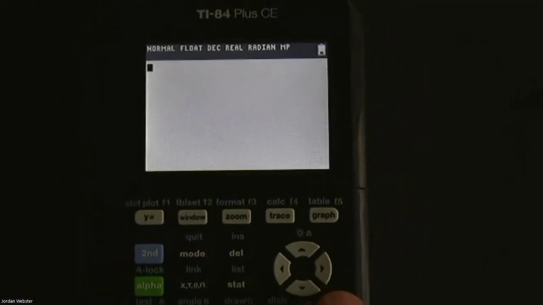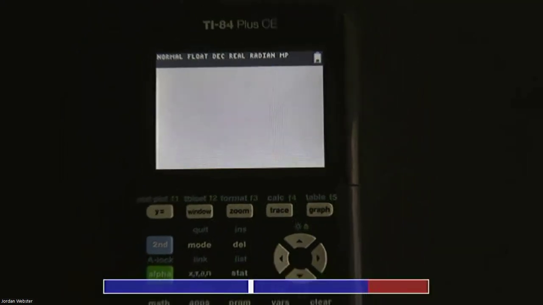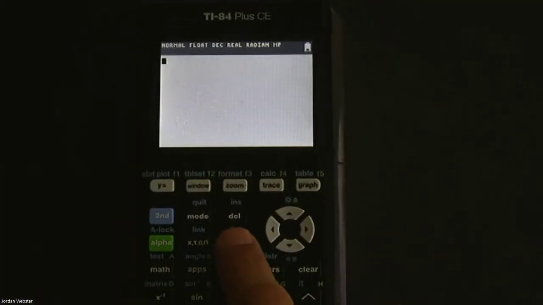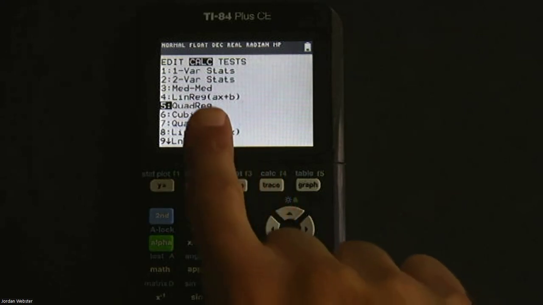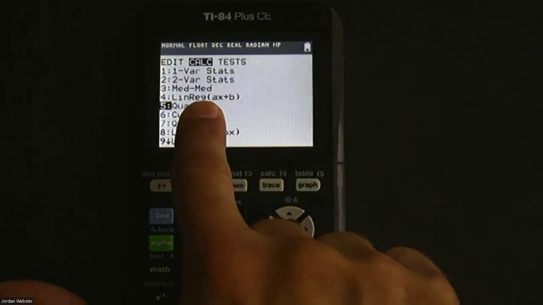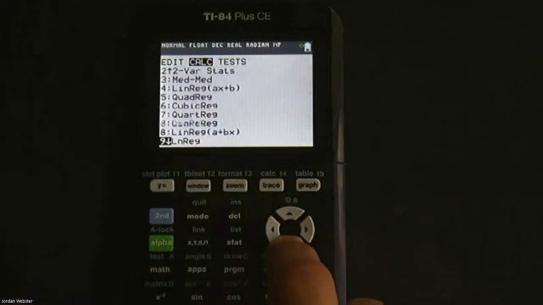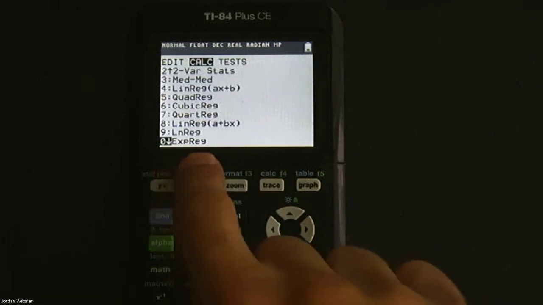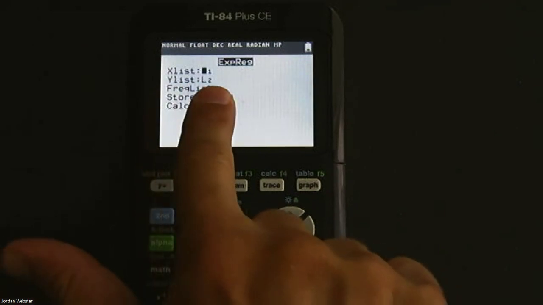And now we're ready to do our exponential regression. So what I'm going to do is take this TI-84 and hit Stats, Calculate. In this menu, there's lots of different types of regression. There's linear regression, there's quadratic, there's cubic. And if I scroll all the way down to number 0, there's exponential regression.